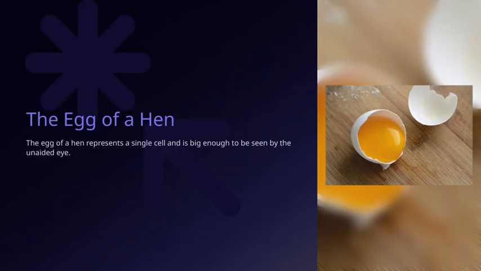Let's take a closer look at the egg of a hen. This tiny wonder actually represents a single cell, which might surprise you. What's fascinating is that it's large enough to be seen with the naked eye, meaning you don't need a microscope to observe it. This highlights how some biological structures are surprisingly visible, even at the cellular level. Understanding this egg helps us appreciate the complexity and scale of cells, especially when we connect it to the broader theme of how life begins and develops from a single cell. It's a perfect example of how something so simple can be so important in the study of biology.